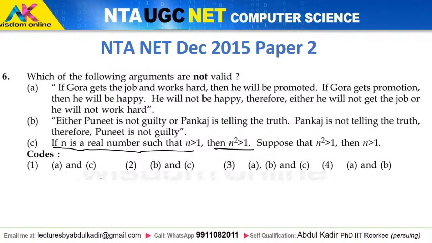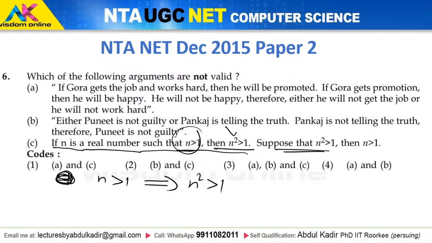In this first hypothesis, what he is saying? He is saying that n greater than 1 implies n square greater than 1. This is the first hypothesis. And the second hypothesis is that n square greater than 1. And our conclusion is that n greater than 1.